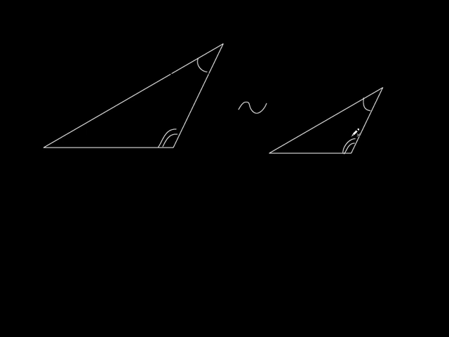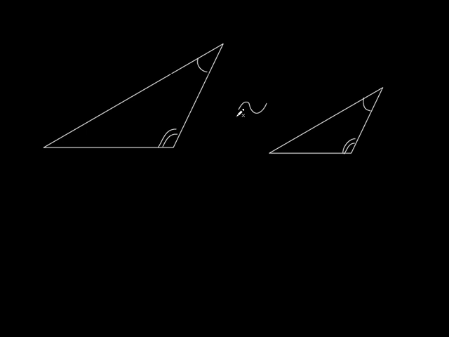So this triangle would be similar to this triangle, just because of this. I didn't have to know all 6 things, did I? I only have to know 2 things: that 2 angles of one triangle equal 2 angles of another triangle. Just that alone allows me to say that these two triangles are similar.